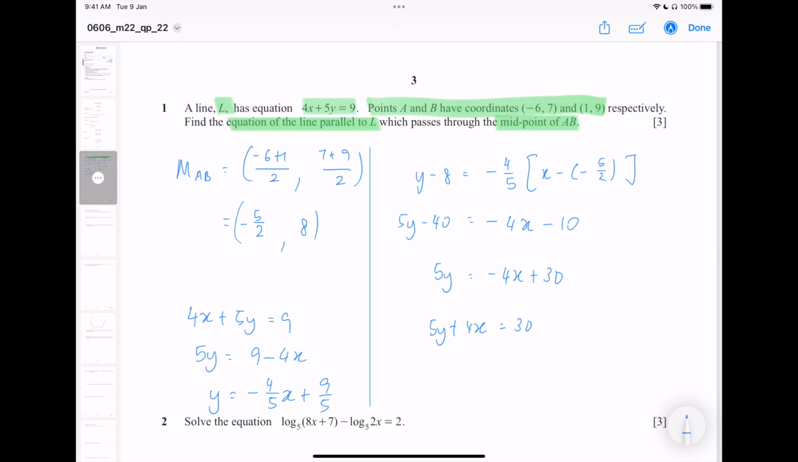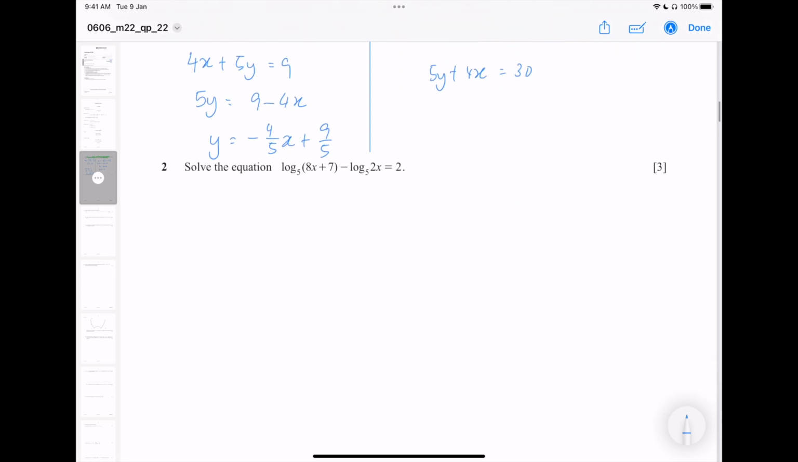And that is how you do this question without even thinking. I just used the information that I know. This is the line parallel to L. Why is it parallel to L? Same gradient. Second is it did pass through the midpoint of AB. Now let's look at the next question.